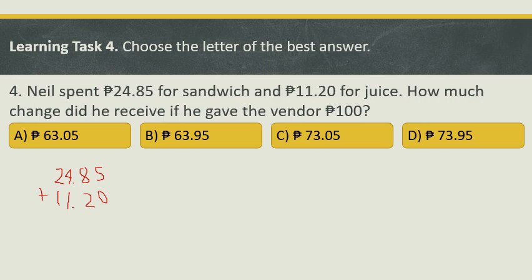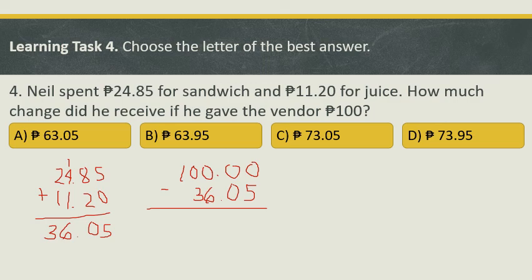So, i-add muna natin siya. So, 5 plus 0 is 5. 8 plus 2 is 10. So, carry 1. Then, 4 plus 1 is 5 plus 1 is 6. 2 plus 1 is 3. So, ibig sabihin, gumastos siya na 36.05 o 36 pesos and 5 centavos. Then, nagbigay siya sa tindero ng 100 pesos. So, magkano yung sukli niya? So, ito ay subtraction. So, 100 pesos ang binigay niya. Ang ginastos niya is 36 pesos and 5 centavos.